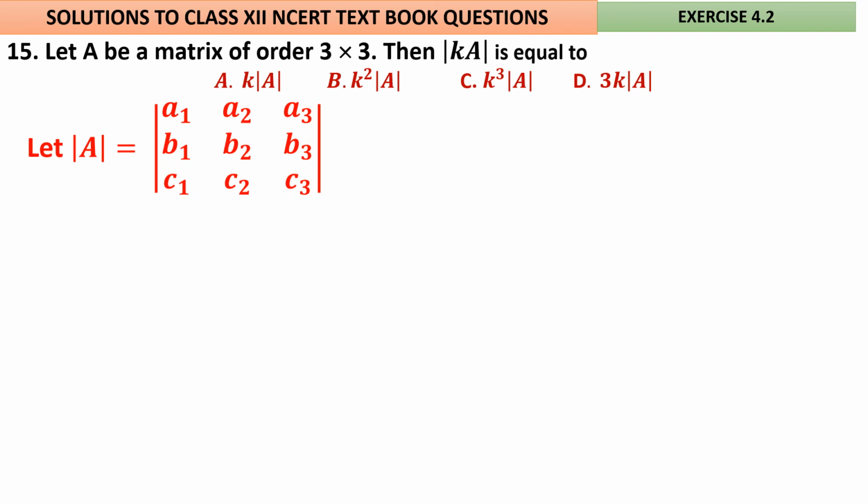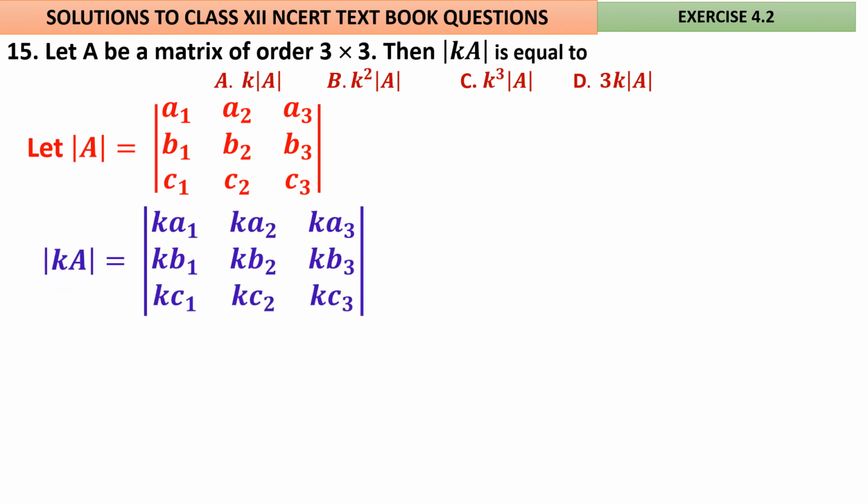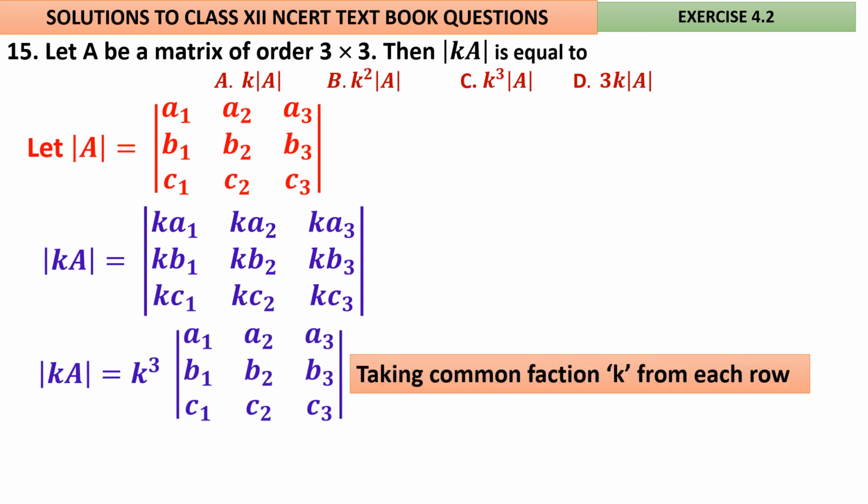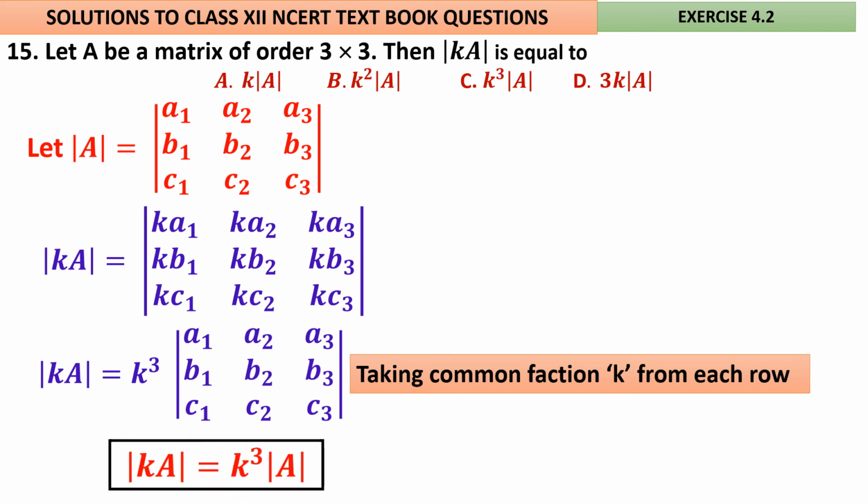We have taken one determinant now. We are multiplying it by K. K means what is the meaning? You know that the matrix is multiplied by K. A is multiplied by K. Every element will be multiplied. Therefore, if you take K common from each row, first row, second row, third row, then you will get K cube. Therefore, the answer is K cube into determinant A. Therefore, the answer is C.